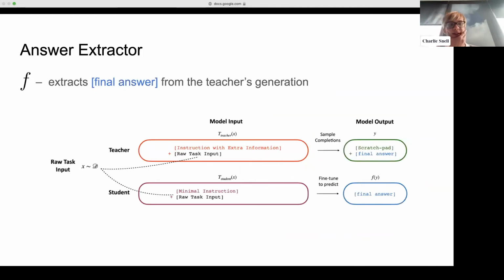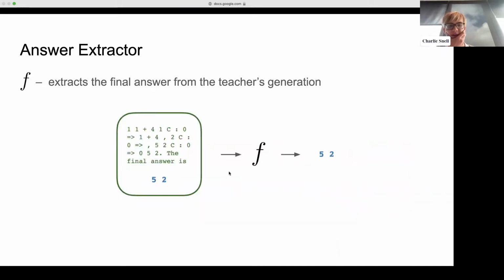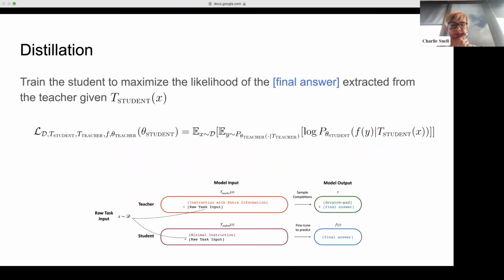The next component is the answer extractor, which pulls out the final answer from the teacher's generation. So it generates a Scratchpad or reasoning chain followed by the final answer. And then the answer extractor is a function which takes this text in and pulls out the final answer from that text. This is used for training the student. So here's an example. I have this reasoning chain followed by the answer 52, and then you extract 52. Okay, so those are all the key components of this context distillation framework that we're using in our paper.